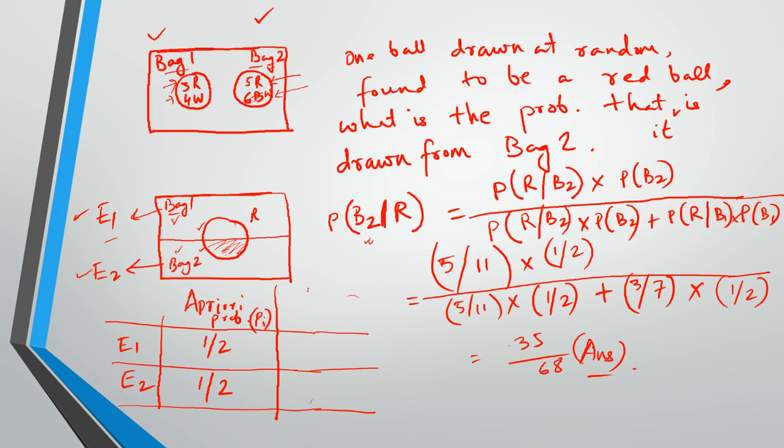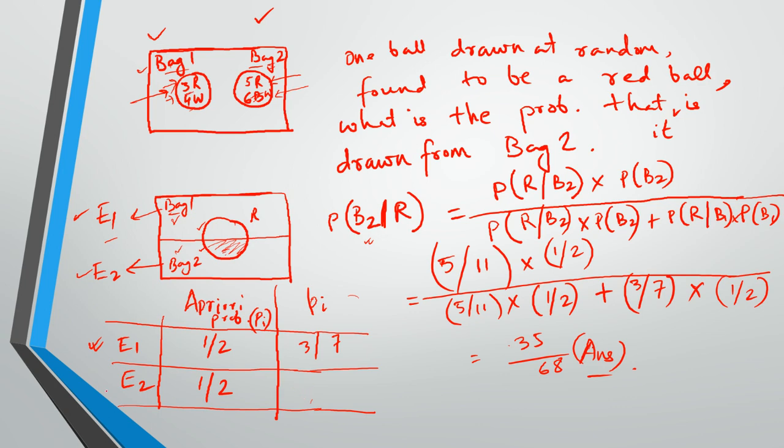And what is P(R | Ei)? Given event E1 has occurred, that is bag 1. That I'm telling you right this time. Let's say bag 1 has occurred. What is the probability that it's a red ball? We know it's 3 by 7. Out of 7 balls, 3 are red balls.